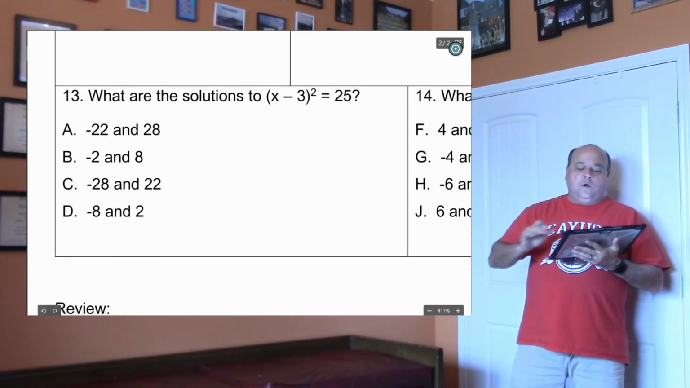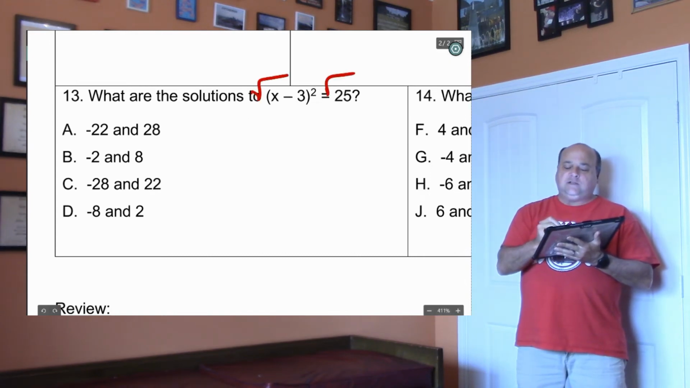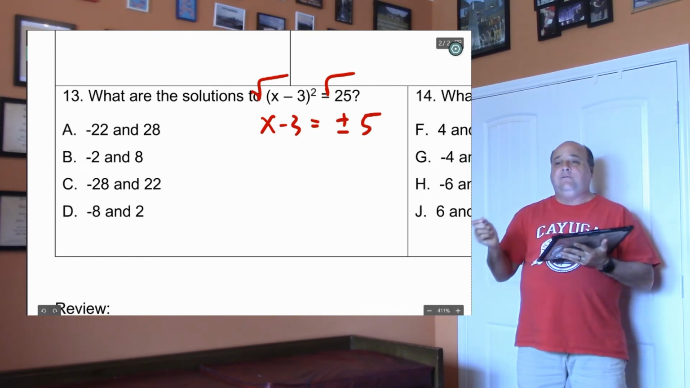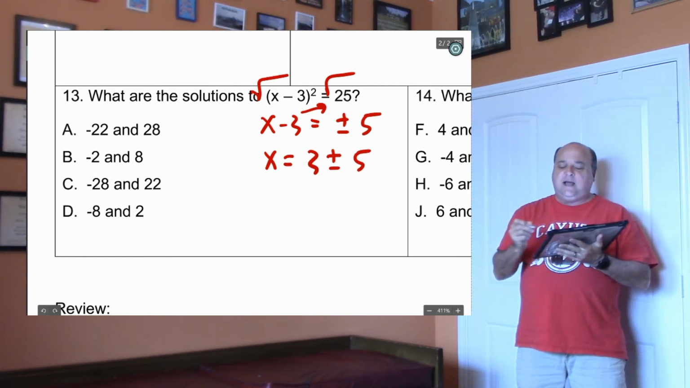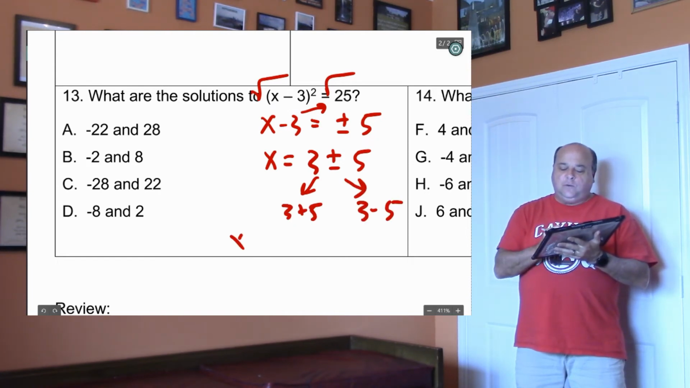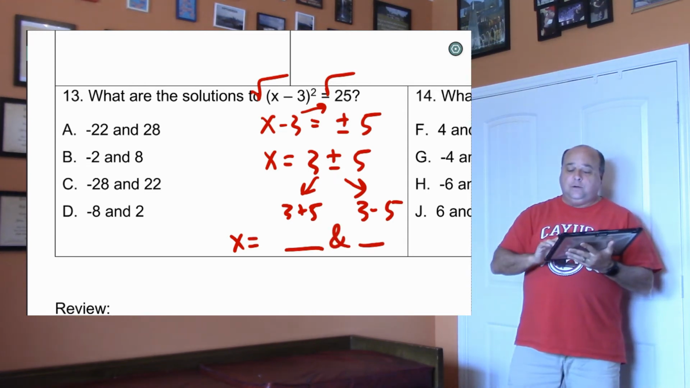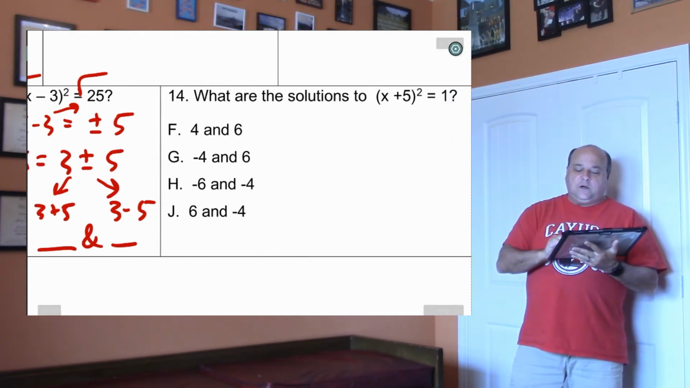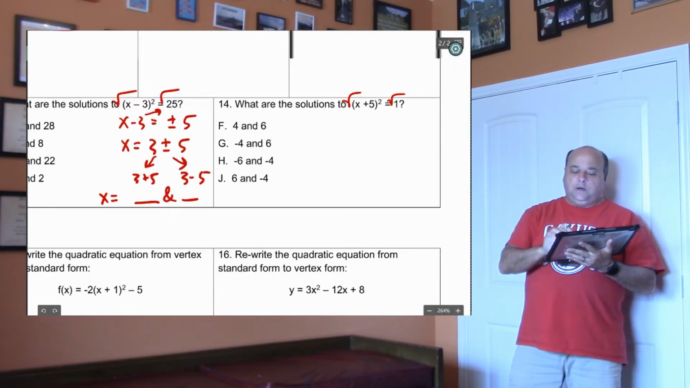Okay, on number 13, what are the solutions to this? You're going to graph it, or let's just square root both sides because these are perfect squares. So we're going to get x minus 3 equals plus or minus 5. You're going to move over the 3. So you're going to get x equals 3 plus or minus 5. That means you're going to get 3 plus 5, and you're going to do 3 minus 5. So x equals this and that, and you're going to pick the right answer. I'm not going to do it for you, okay? Number 14, the solutions to this, do the same thing. Square root. See if you can work through it, okay?